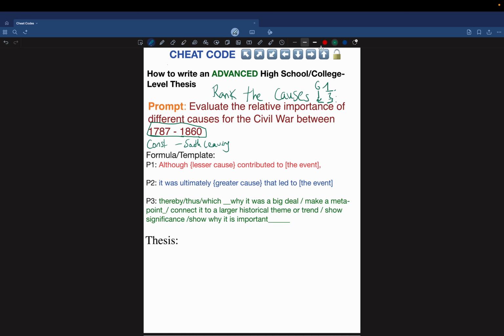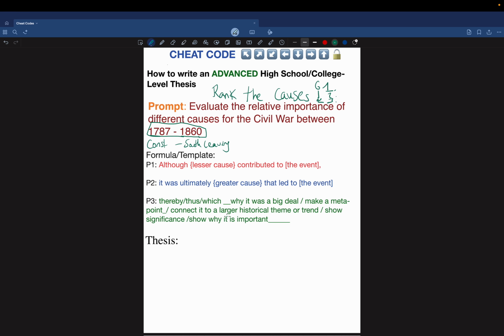And let's check out my formula template from last time. Part 1: Although lesser cause contributed to the event, it was ultimately greater cause that led to the event. Part 3: thereby, thus, which. You can pick up either of the following. Why it was a big deal.